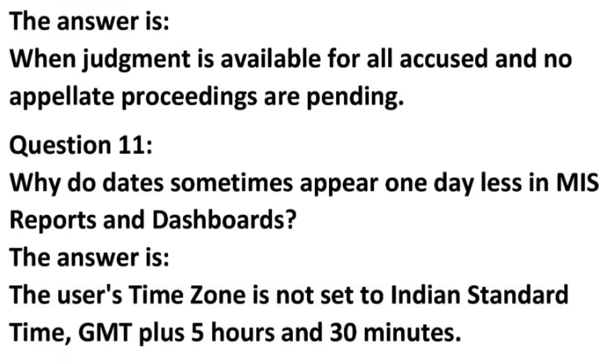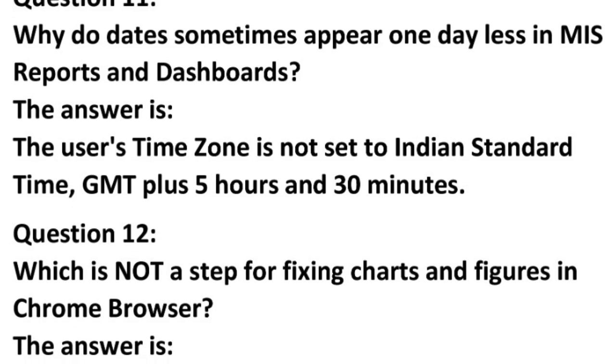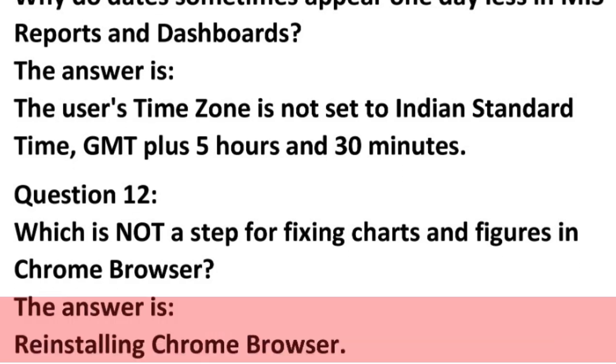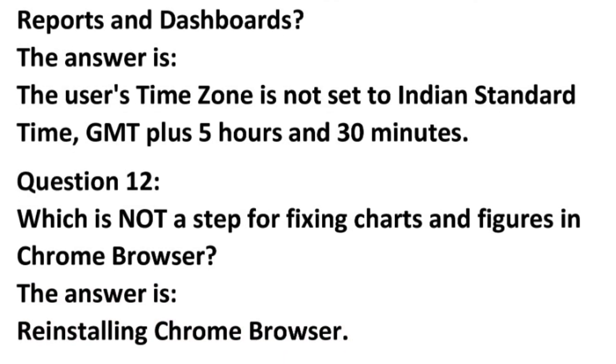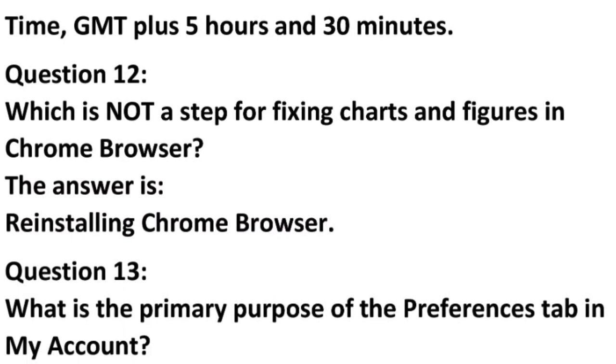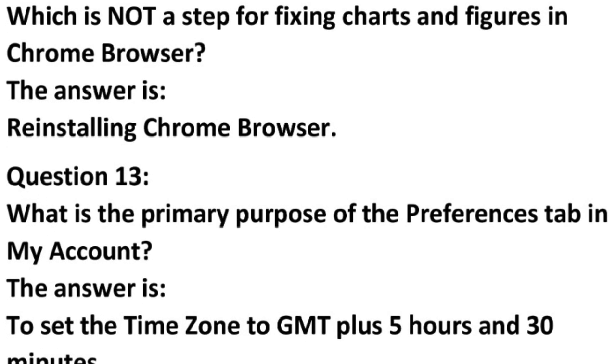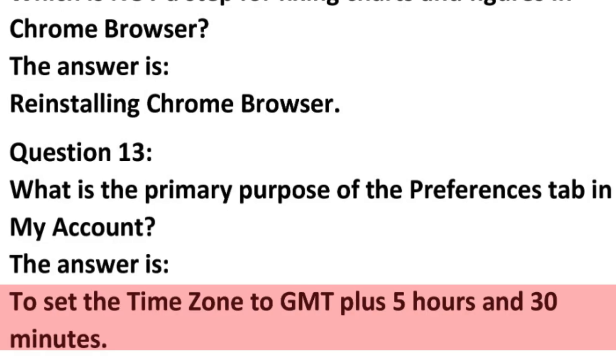minutes. Question 12. Which is not a step for fixing charts and figures in Chrome browser? The answer is reinstalling Chrome browser. Question 13. What is the primary purpose of the Preferences tab in My Account? The answer is to set the time zone to Greenwich Mean Time plus 5 hours and 30 minutes.